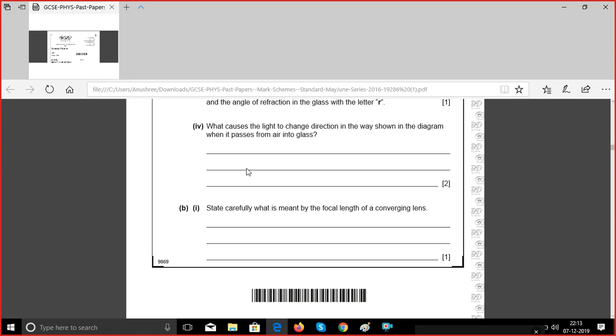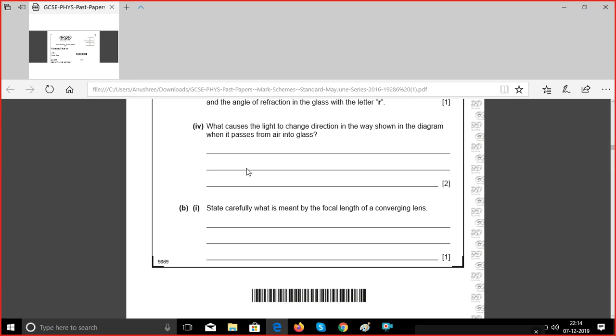Now, it's mentioned what is meant by the focal length of a converging lens. Whether it's a diverging or converging lens, the distance from the optical center to the principal focus is the focal length. But specifically for a converging lens, your definition should be that it's the distance between the optical center and the focus where all the parallel rays incident on the lens meet at one point after refraction.